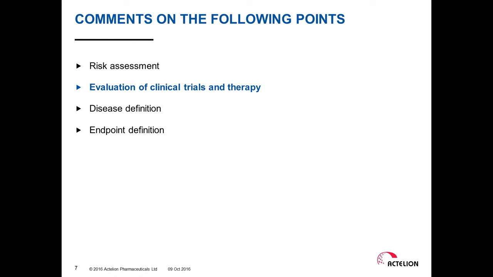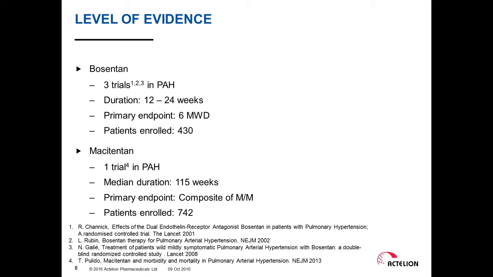What about the evaluation of clinical trials and therapy? Of course, this is the section of the guidelines that we look at very carefully, at each comma and each word, because it's very important for the companies. The first point I would like to touch on is the level of evidence. I have on purpose decided to use as examples only Actelion drugs, to make sure that I don't make an unfair comment about other therapies.